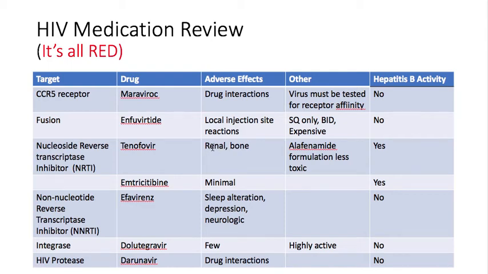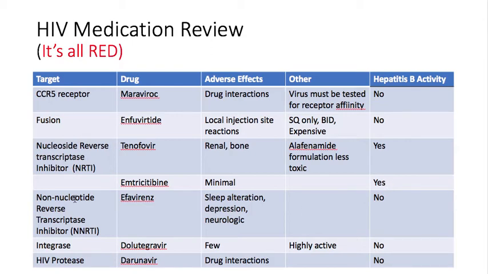Tenofovir has problems with both the kidney and bone, but the alafenamide formulation, these were all done with the disoproxil fumarate formulation. The alafenamide formulation is probably less toxic. Emtricitabine has very little toxicity, and as a benefit, both tenofovir and emtricitabine have hepatitis B activity.